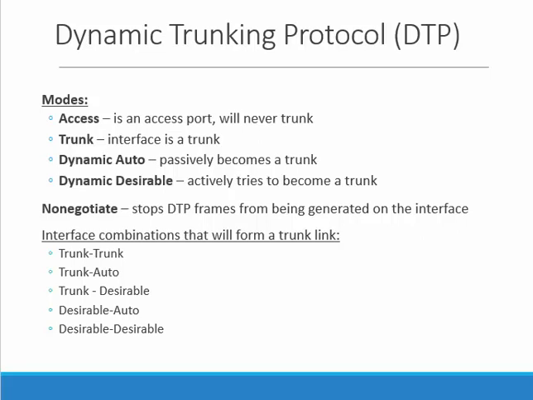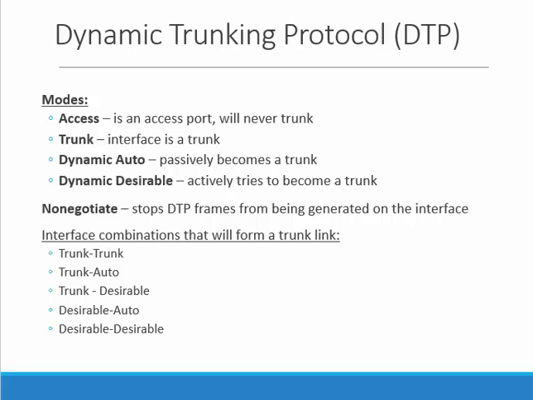Dynamic auto, that interface will passively become a trunk, okay? And dynamic desirable, it actively tries to be a trunk, okay? And no negotiate, although I know it's referred to as a mode, and I suppose I should call it a mode just like everyone else, but to me, it's not access, it's not trunk, it's not auto, it's not desirable. What it does is it doesn't do DTP, right? So it stops DTP frames from being generated on the interface, right?